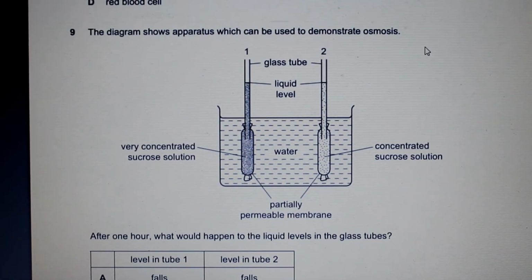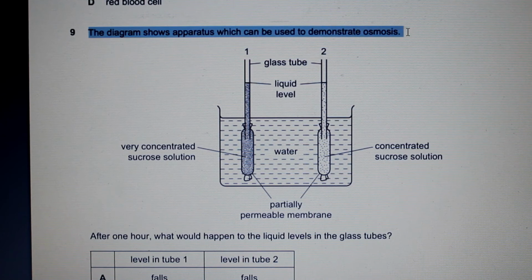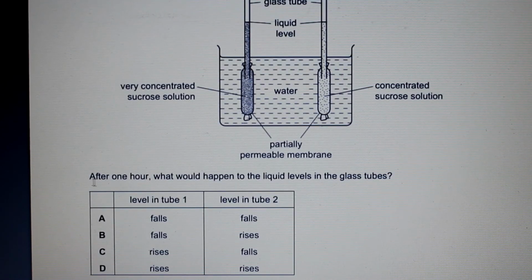Okay, we're going to take a look at one more question. Question 9. The diagram shows an apparatus which can be used to demonstrate osmosis. This is what we are looking at. The question asks us, after 1 hour, what would happen to the liquid levels in the glass tubes? So these are the glass tubes 1 and 2. That's the liquid level currently. So is that liquid level going to rise or fall?